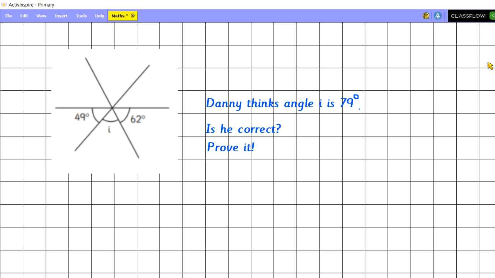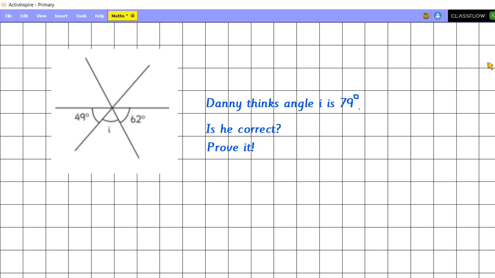Just after you do finish your work, I want you to have a look at this challenge. It's got a picture on the board and it says, Danny thinks the angle I is 79 degrees. First of all, is he correct? Yes or no? And then I want you to prove your answer.